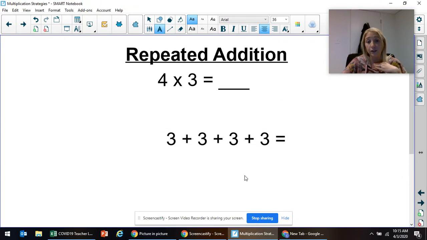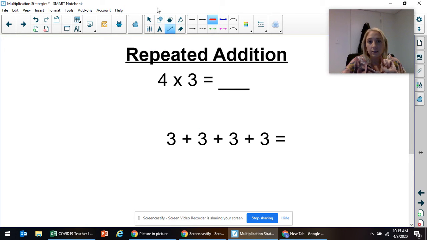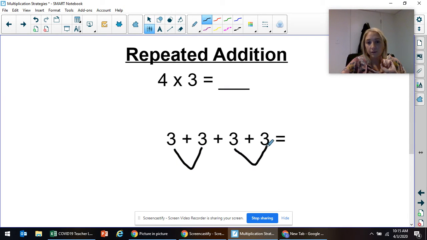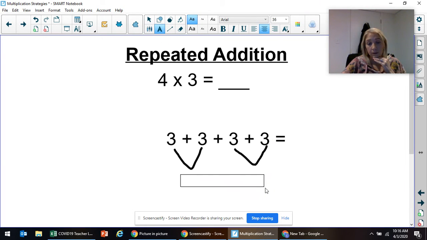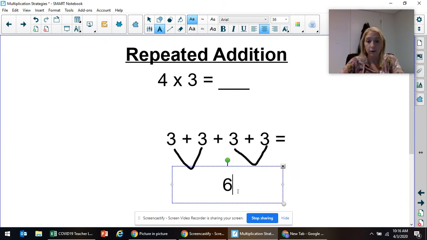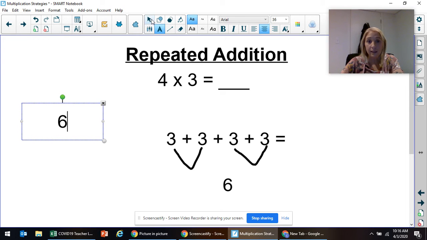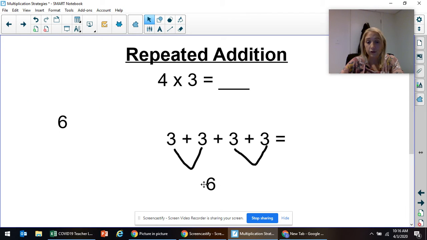Now, sometimes an easy way to do it, and I notice a lot of you have already thought of this, I don't know how good I'll be at drawing this right now, but we will try, is you like to look at these and kind of make groups, especially if it's nice and even. So what is 3 plus 3? 6, absolutely. And then you do a 6 for each one. So 3 plus 3 is 6. And then you just add 6 plus 6. And what does 6 plus 6 equal?